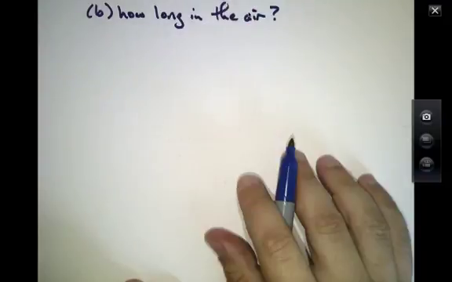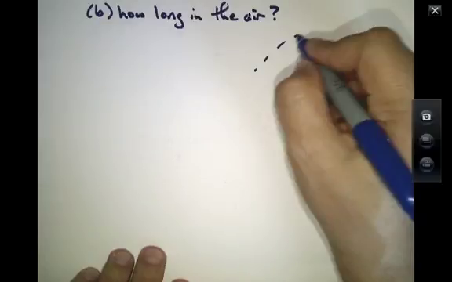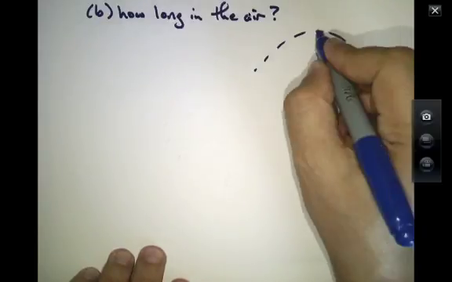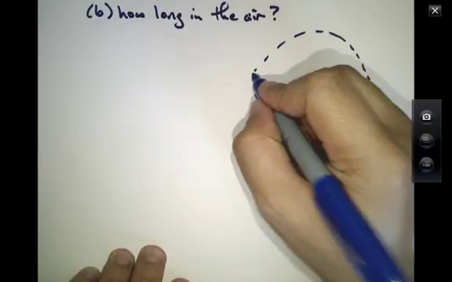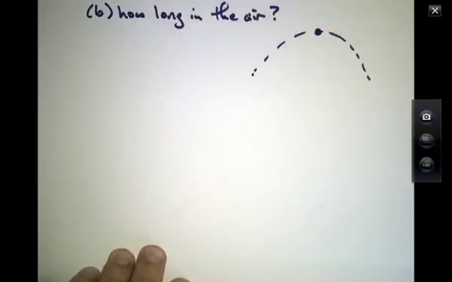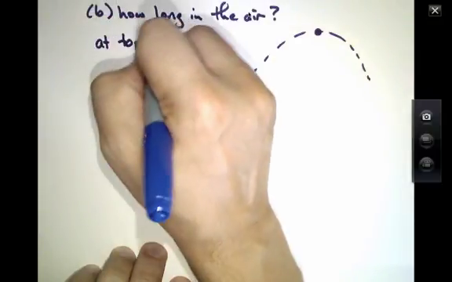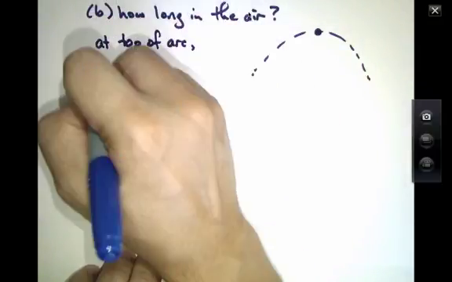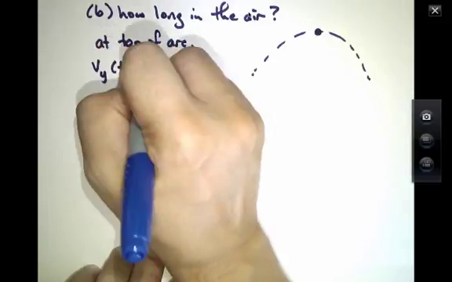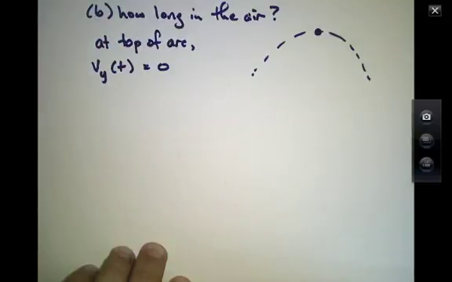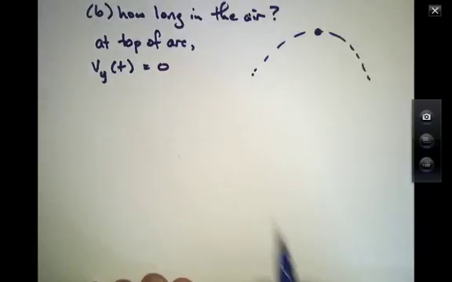Why is that? Well, the ball is doing this. It's going up and then coming back down again. At this particular moment, right at the top of the arc, we will be able to insert some knowledge here. That is that Vy, the vertical component of velocity, is 0. Remember that the speed is constantly changing in the y direction.